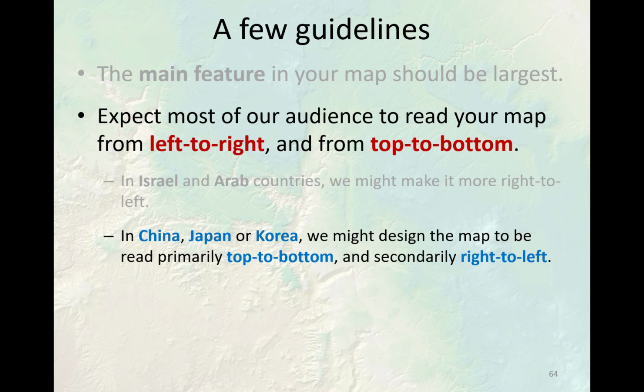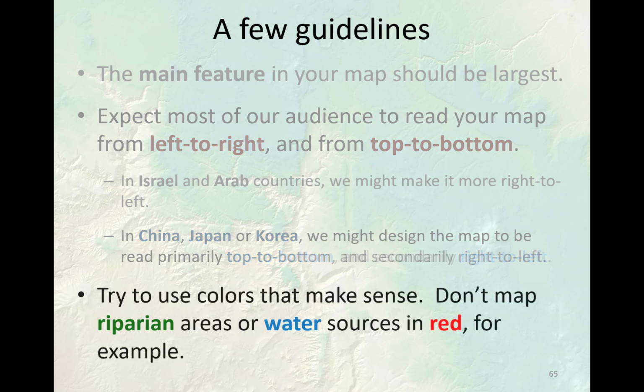In some Asian countries, in China, Japan, and Korea, for example, especially in more traditional societies, you might design the map to be read primarily top to bottom and secondarily from right to left. Then definitely use colors that make sense. Don't map riparian or water areas in red, for example. This is a really common mistake. People add a layer to ArcMap and they just accept whatever default color that is, no matter how ridiculous and non-intuitive that color is. So, use some common sense.